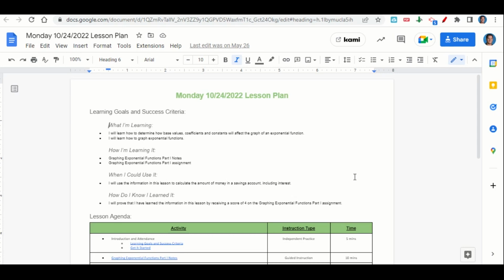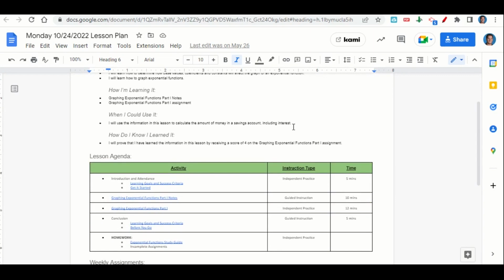How are we learning it? Through the Graphing Exponential Functions Part 1 notes and the Graphing Exponential Functions Part 1 assignment. When can we use this information? To calculate the amount of money in a savings account, including interest. How do you know you learned it? By getting a score of 4 on the Graphing Exponential Functions Part 1 assignment.